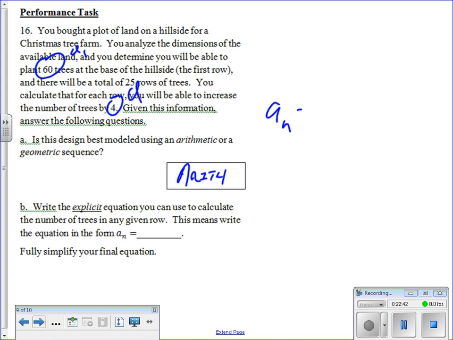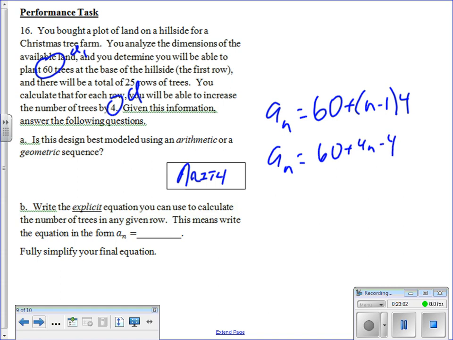So a sub n equals the first row plus n minus 1 times d. Distribute the 4. A sub n, 60 plus 4n minus 4. Combine like terms. Sorry, should rewrite this formally. A sub n is equal to 4n plus 56.